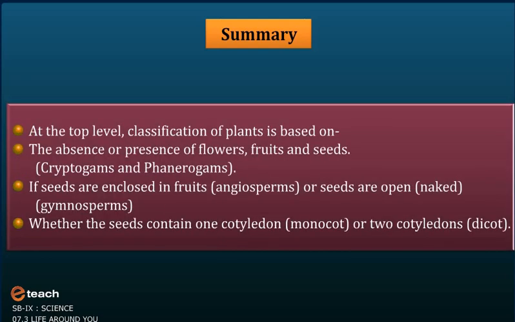At the top level, classification of plants is based on the absence or presence of flowers, fruits and seeds. Those are cryptogams and phanerogams. If seeds are enclosed in fruit, angiosperms, or seeds are open, naked, gymnosperms. Whether the seeds contain one cotyledon, monocot, or two cotyledons, dicot.